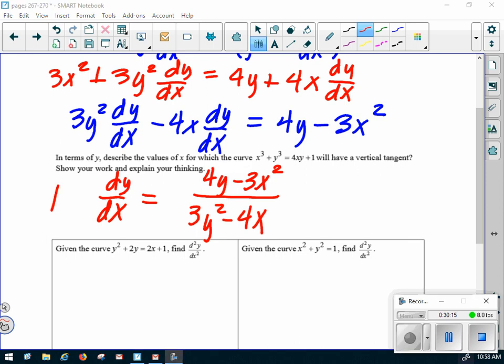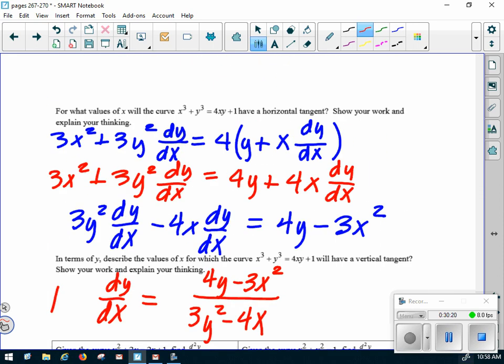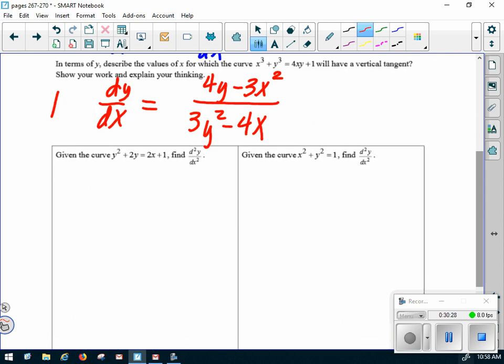Now, here's the question. Remember, what I'm looking for is, for what values of x will that curve have a horizontal tangent line? All this work I've done so far has only gotten me the derivative. So what do I do with that derivative? I set it equal to 0. For a fraction to equal 0, what part of the fraction must equal 0? The numerator. So here's what I've got: 4y minus 3x squared has to equal 0.